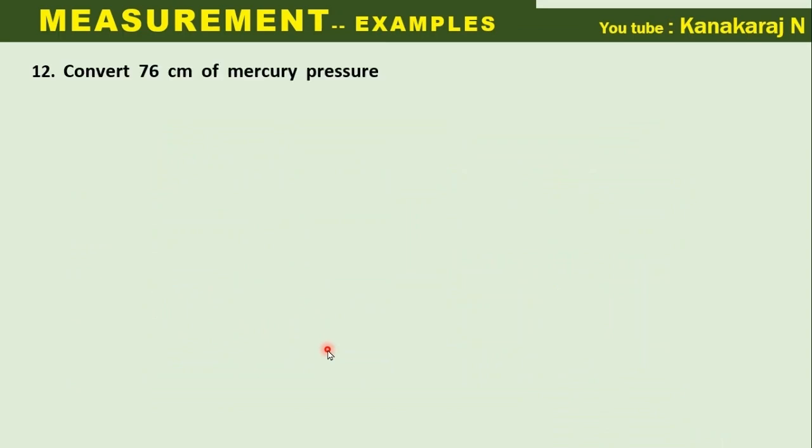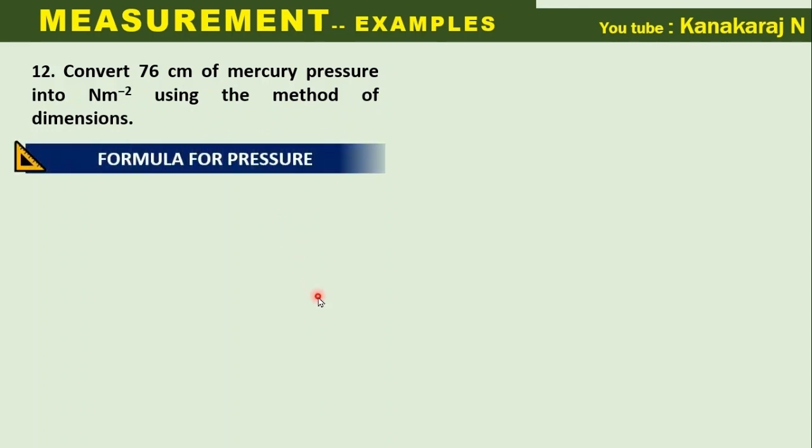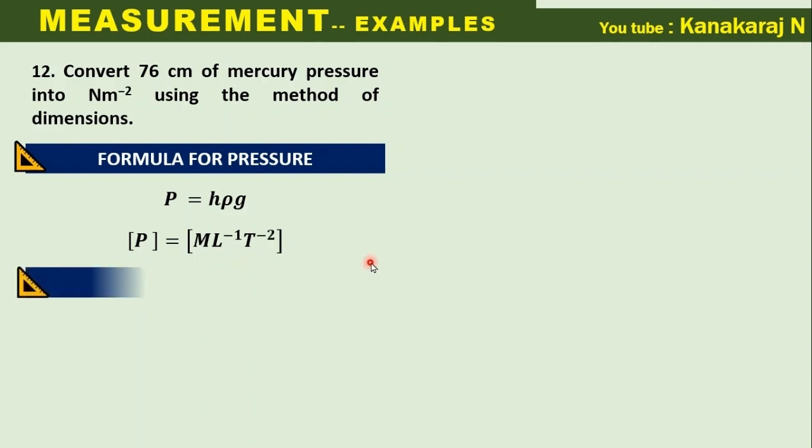Convert 76 centimeter of mercury pressure into Newton per meter square using the method of dimensions. Formula for pressure: P equals h rho g. h is the height of the liquid column, rho is the density of the liquid, g is the acceleration due to gravity. The dimensional formula for pressure is M L^-1 T^-2.